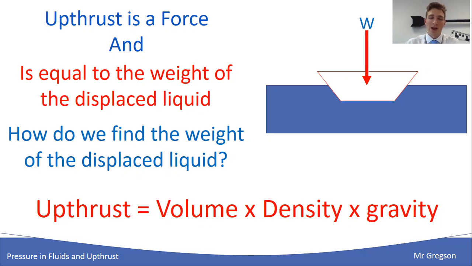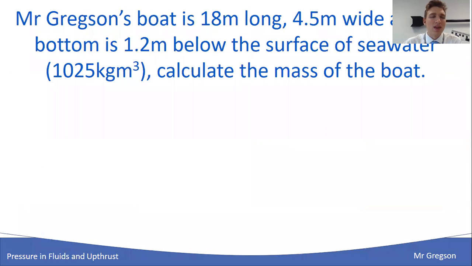And here you can see on this boat, we have the weight of the boat going down, and we have an equal and opposite reaction of upthrust, of buoyancy. So, for example, Mr. Gregson has his big yacht. His boat is 18 meters long and 4.5 meters wide, and the bottom of the boat is 1.2 meters below the surface of the seawater. We're taking the seawater density as 1,025 kilograms per meter cubed. Calculate the mass of the boat using the equation you've just seen. Pause the video and have a go.